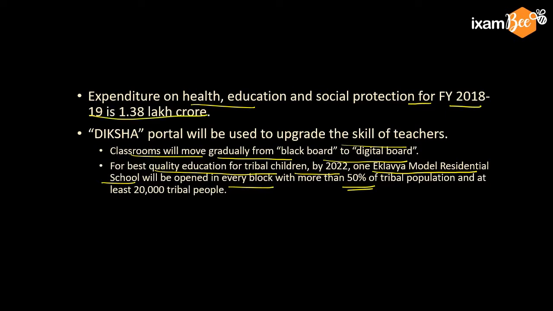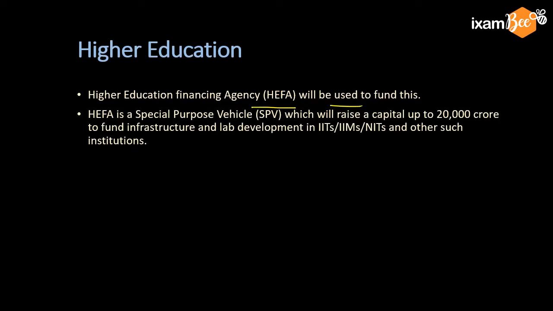So all these budget numbers are not required to be remembered, but you should know about the major schemes and the work done in them. For higher education financing, the agency HEFA will use the fund for higher education. HEFA is a special purpose vehicle which will raise capital up to 20,000 crore to fund infrastructure and lab development in IITs, IIMs, NITs and other such top level institutes.